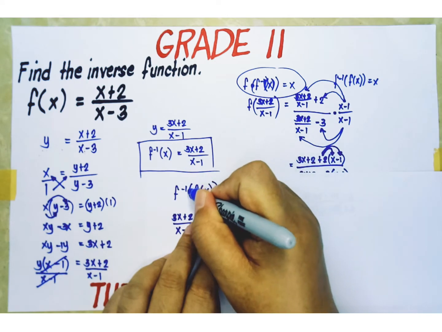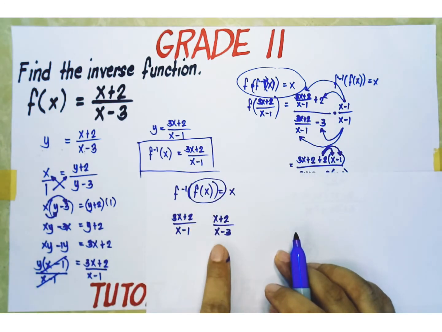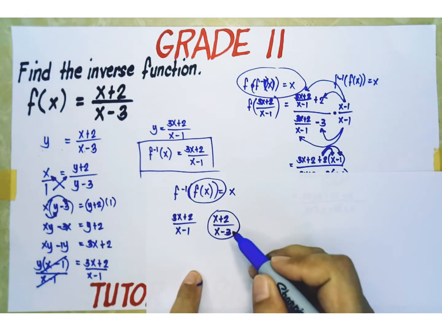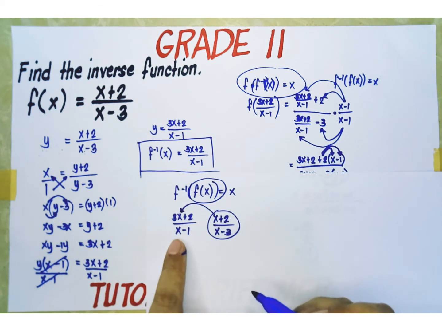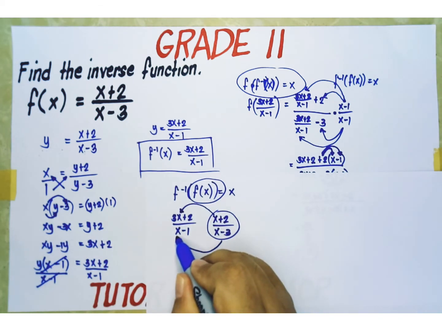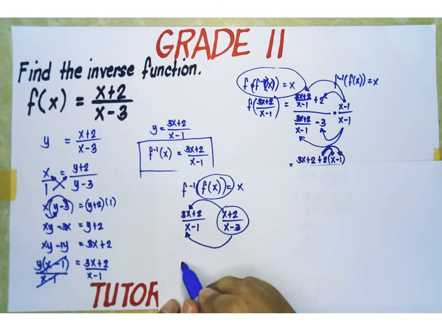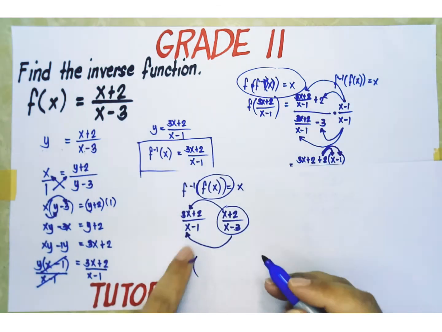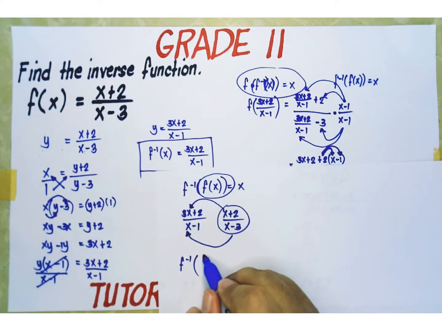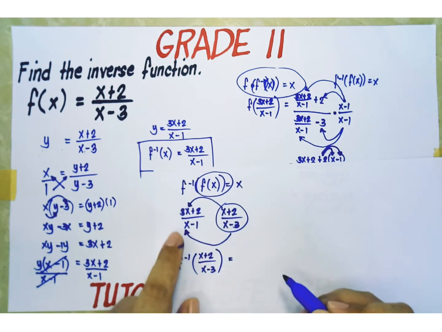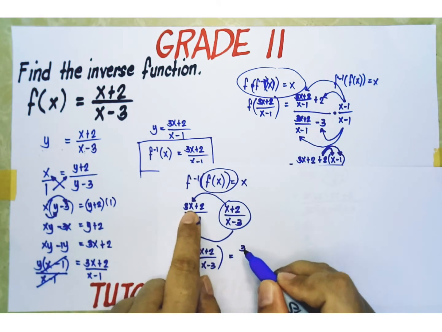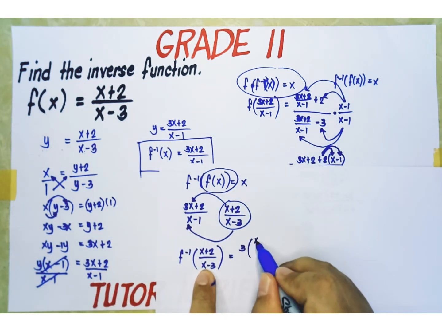This notation means that we have to plug the actual function or the given function to the x of the inverse function. So f to negative 1 of our f of x is x plus 2 over x minus 3. So this will be our input. The x will be replaced by the expression x plus 2 over x minus 3.